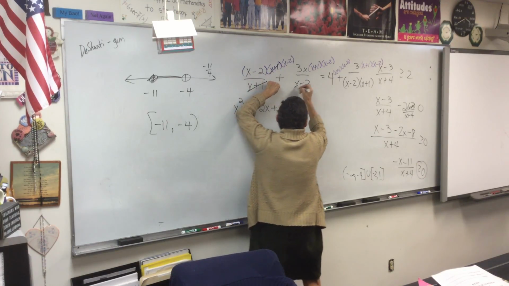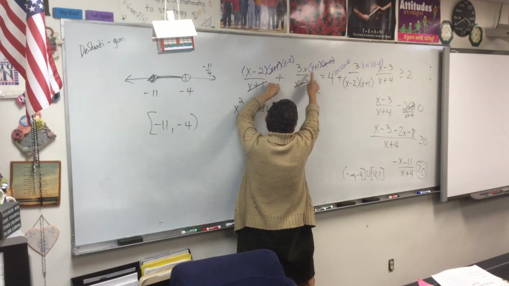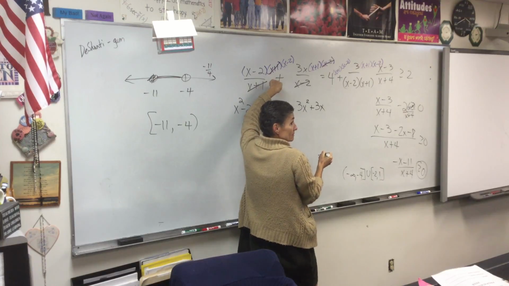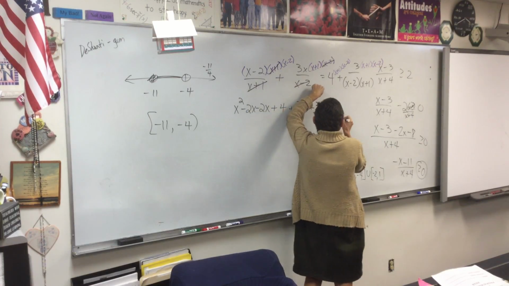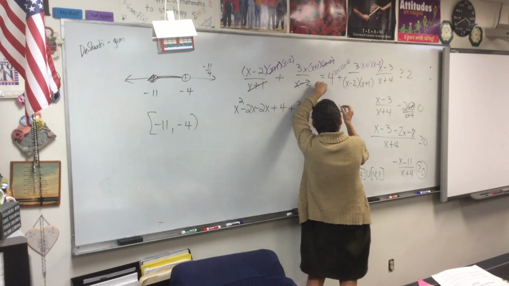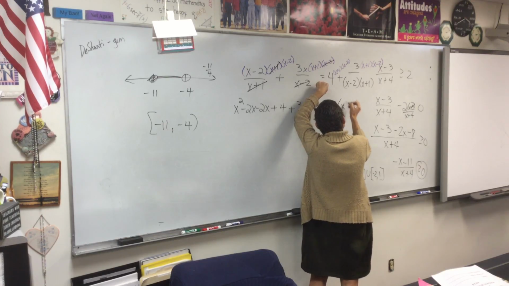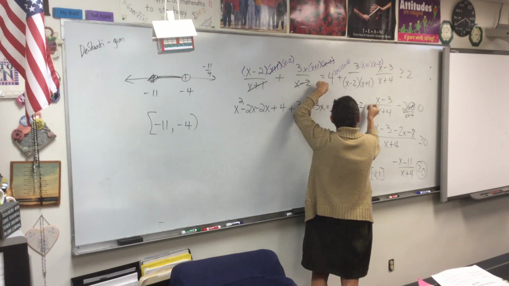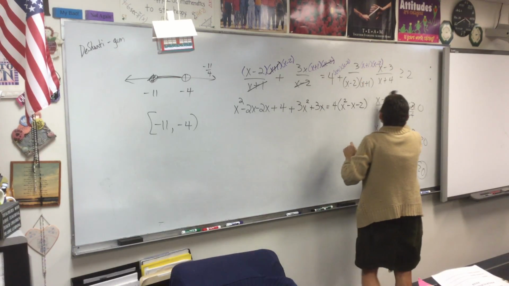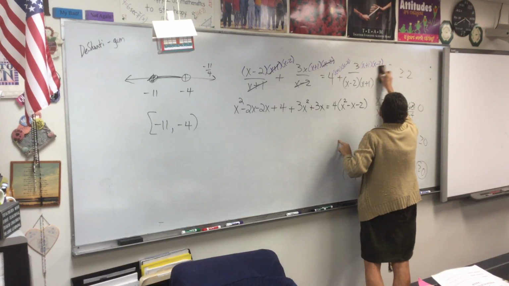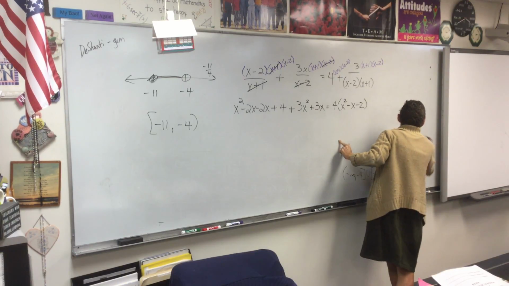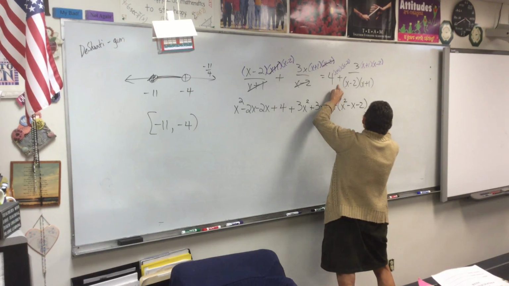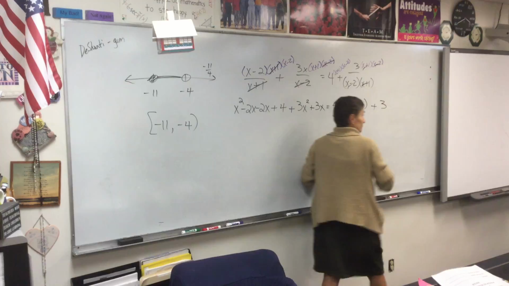Plus, what's going to be here? 3x squared plus 3x equals, oh Lord, this is going to be 4 times x squared minus x minus 2 and plus 3.